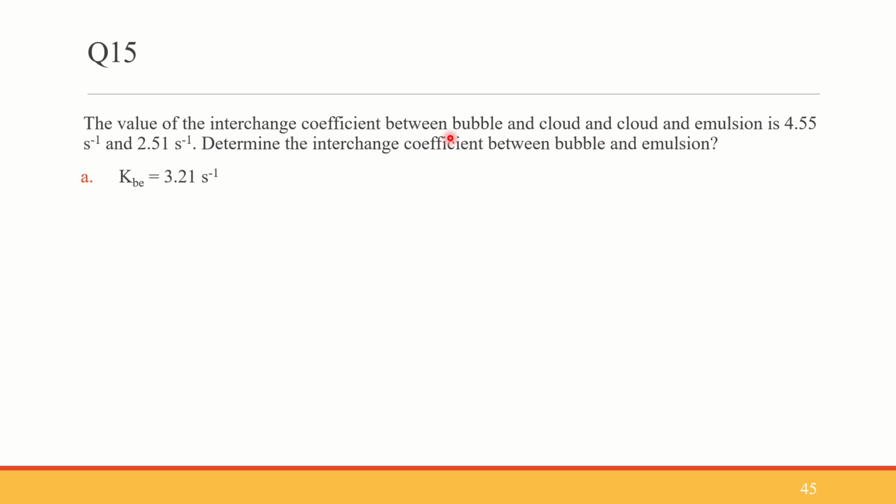So likewise, the options are: Option A, 3.21 per second. Option B, KBE is equal to 5.52 per second. Option C, KBE is equal to 1.62 per second. Option D, KBE is equal to 4.32 per second. I'll give you a 1 minute time, and you let me know the answer, because the formula we have seen two problems before only, so it should be easier to calculate the answer. And I have given you a more direct, easy way to remember the formula also.